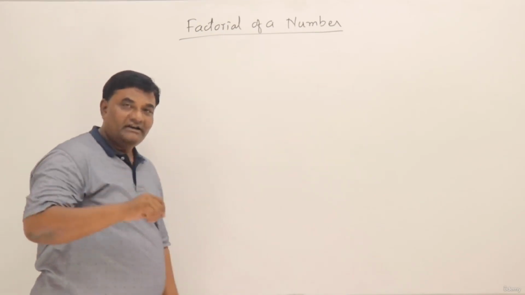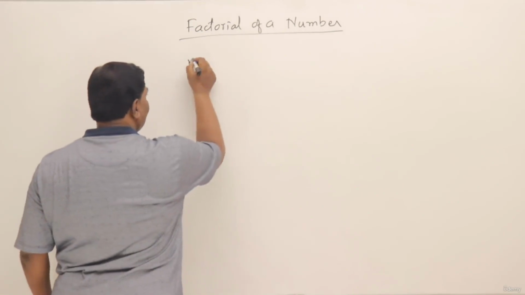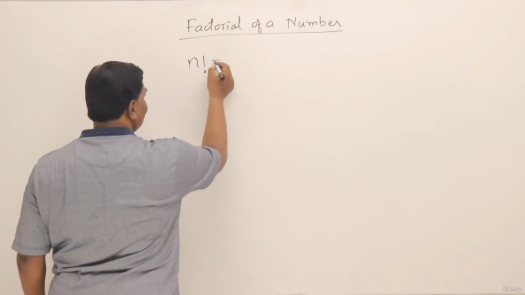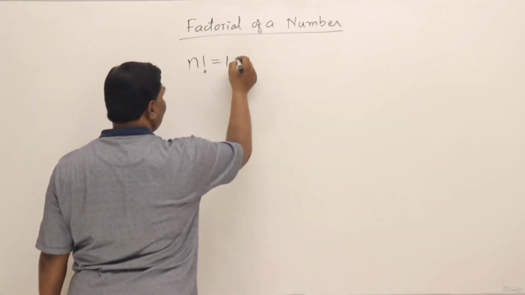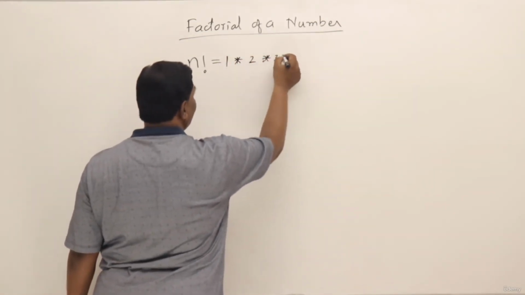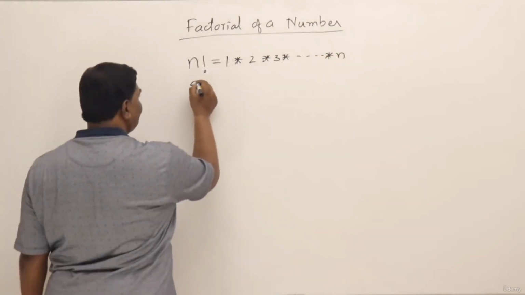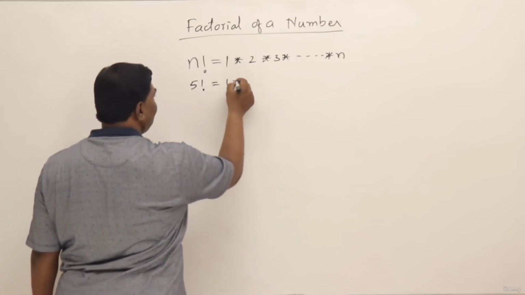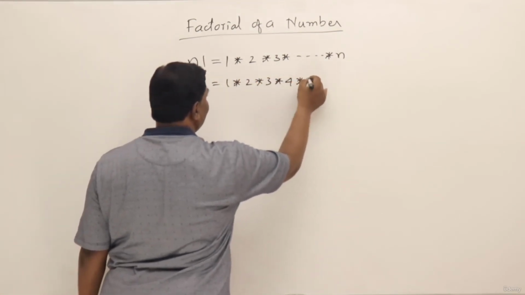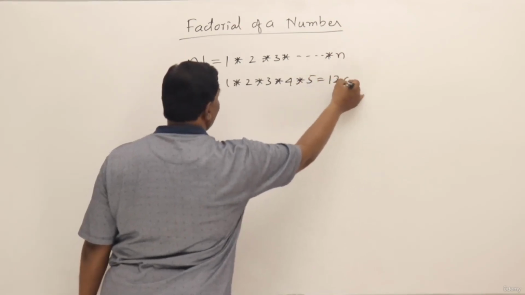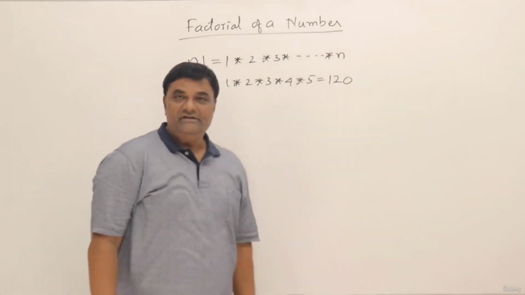First I will define what it means by factorial of a number. See, factorial is represented with this symbol. So factorial of n means 1 into 2 into 3 into goes on to n. So it means factorial of 5 is 1 into 2 into 3 into 4 and multiplied by 5. So this will be 120. If I multiply all these things, I'll get the answer 120.